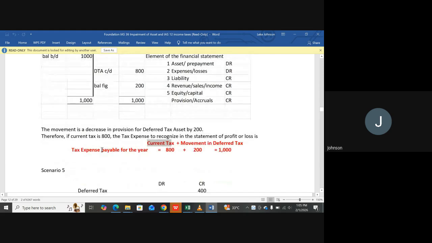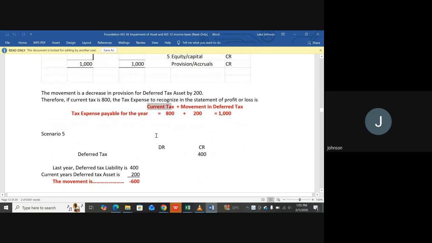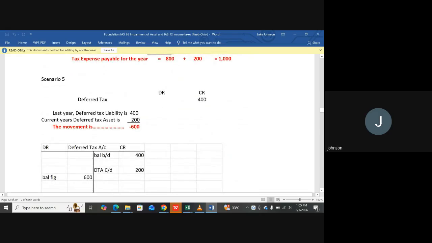So let's check another one. I also came to put here the elements of the financial statement, asset and so on, so that I can get it. Then that is fine. We've done that before. Let's now go further to another illustration. We are having a deferred tax liability of 400, and now we are having a deferred tax asset of 200.